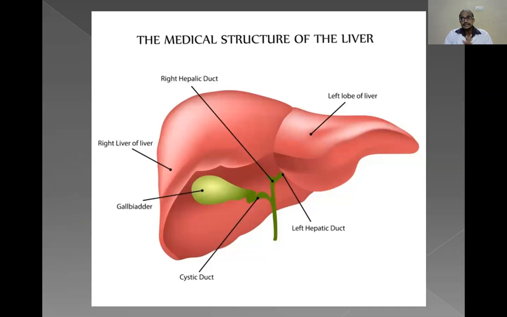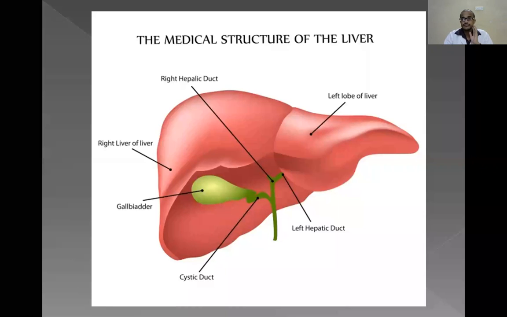First we are going to see the liver function test. Before seeing any organ function test, we have to first know the anatomy and the physiology. That means the structure and the functions of the particular organ. We had already seen this is the liver. In the liver we know that we have lobes, and there is the cystic duct, hepatic duct, and it has nerve supply and arterial supply, all those things.